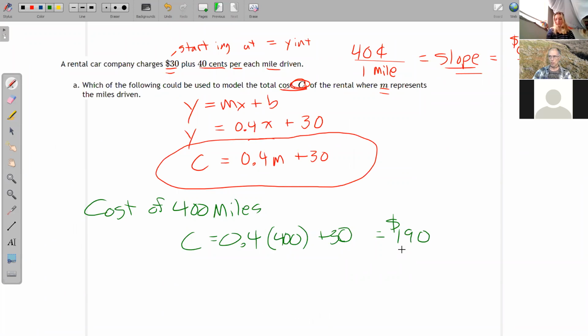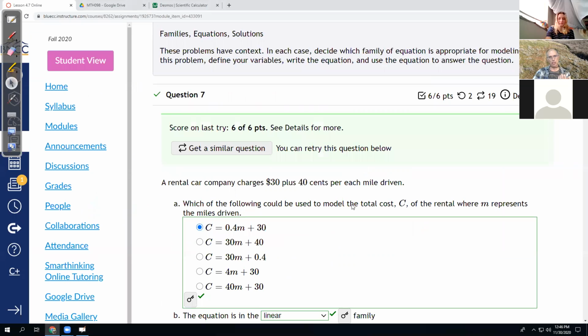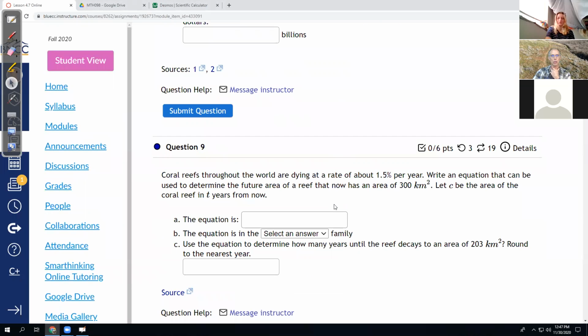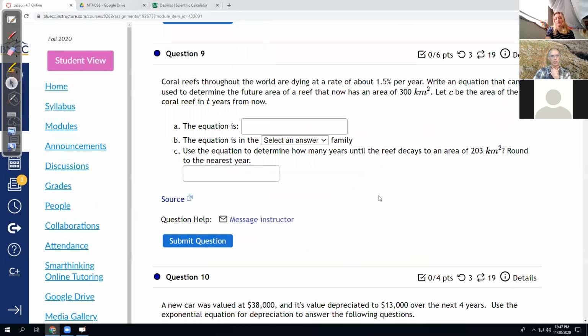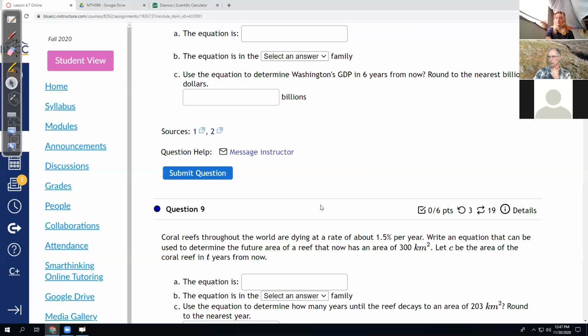All right, questions on that one? Nope. Okay. I think I'm good. Thanks. All right, so let's submit, get some green checks. That looks nice. All right, let's see. We could either do Washington's GDP or coral reefs dying. All right, let's pick one of these. Somebody want to vote? The gross domestic product of Washington or coral reefs?